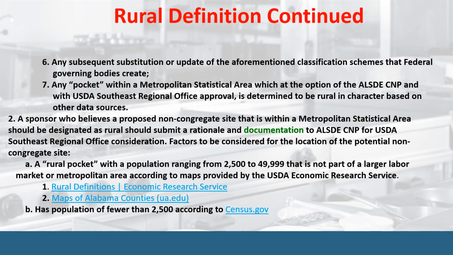Factors to be considered for the location of the potential non-congregate site: a rural pocket with a population ranging from 2,500 to 49,999 that is not part of a larger labor market or metropolitan area, according to maps provided by the USDA Economic Research Service, has a population of fewer than 2,500 according to the census.